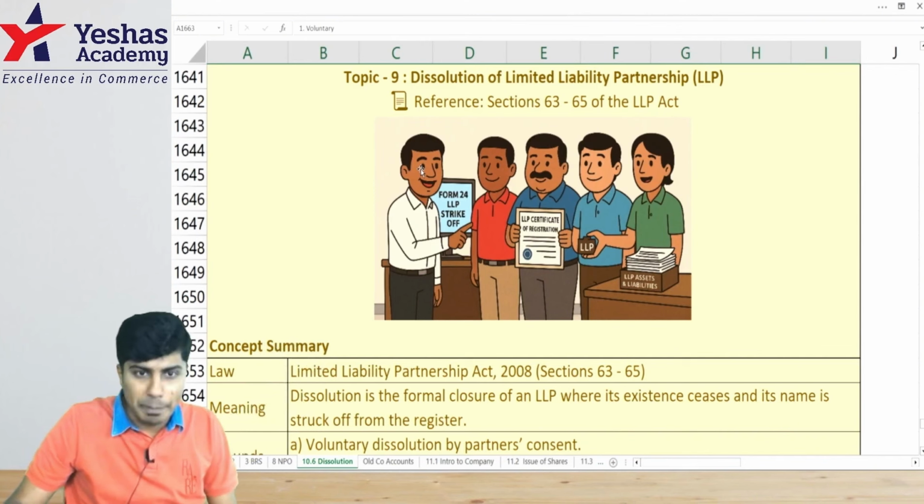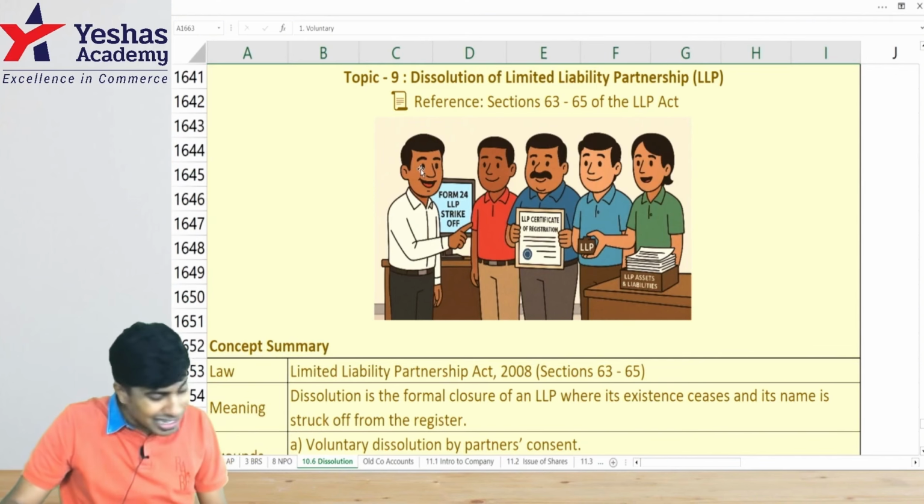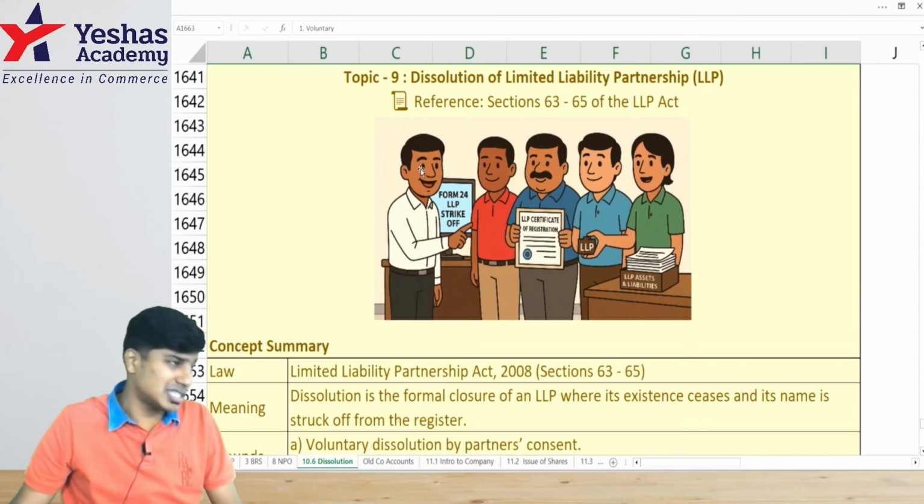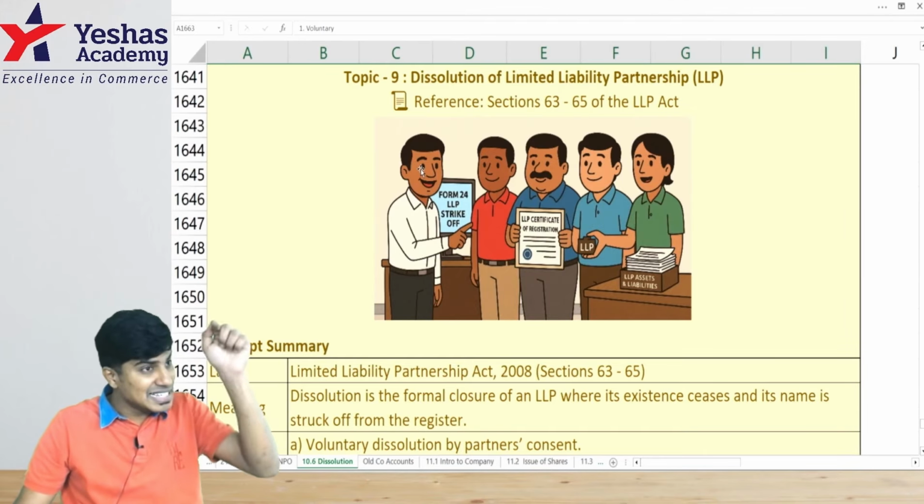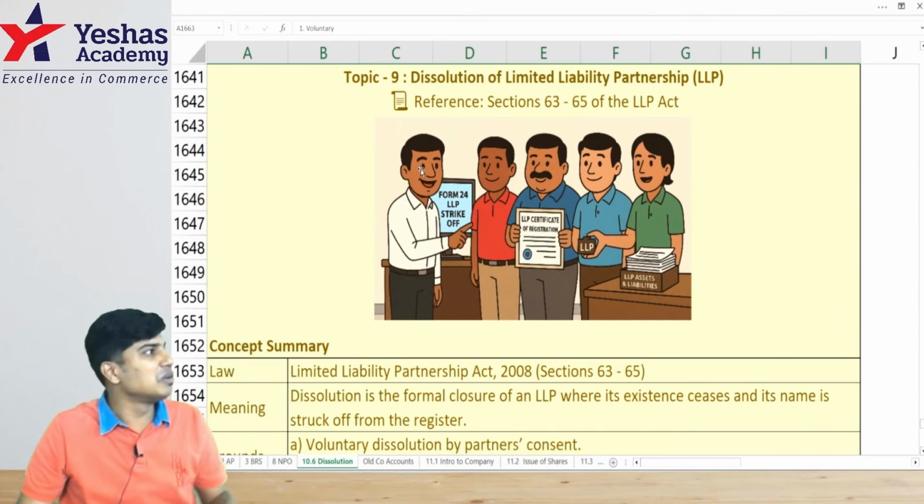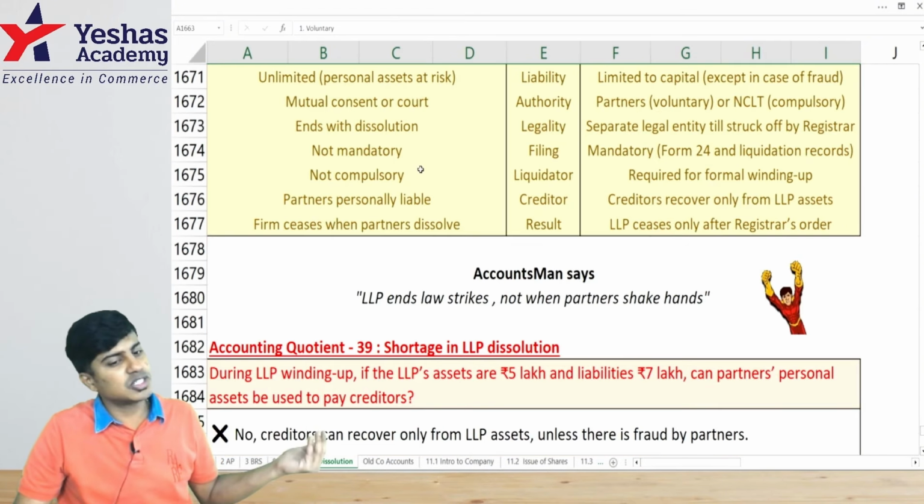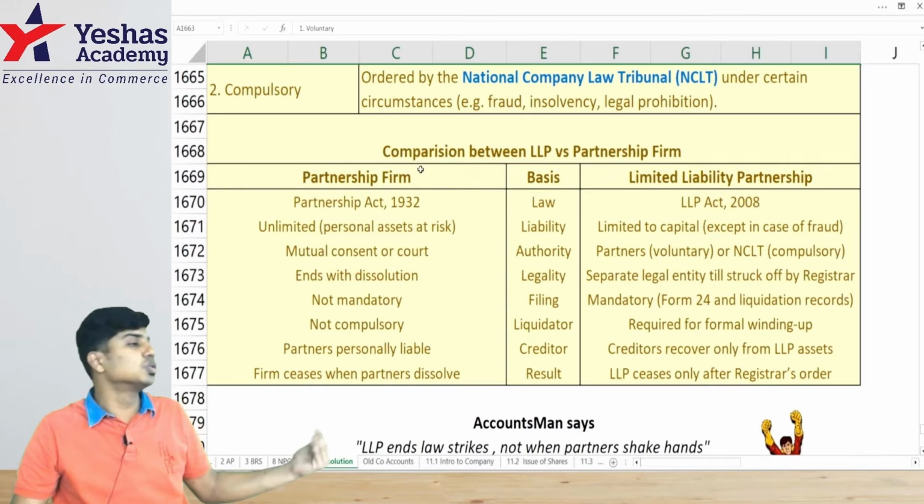The personal assets of the partner are not liable to pay the debts of the firm. In no case will they bring in their personal assets, unless it is their default, their willful misconduct, because of which the firm is going into this situation. In that case, they can be sued. Otherwise, the personal assets of the partner are not liable to pay the dues of the firm.